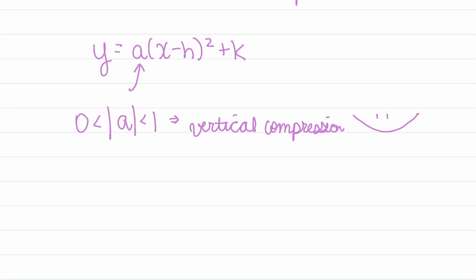Or a smiley face. If you have an a that is greater than 1, that's a vertical stretch. And the way to think about that is if you take a rubber band and you were to pull your hands from the ground to the sky, the rubber band would get super skinny. So it's going to become very narrow. You might also see a compression called a vertical shrink. It just kind of depends. I will use compression and stretch exclusively though.